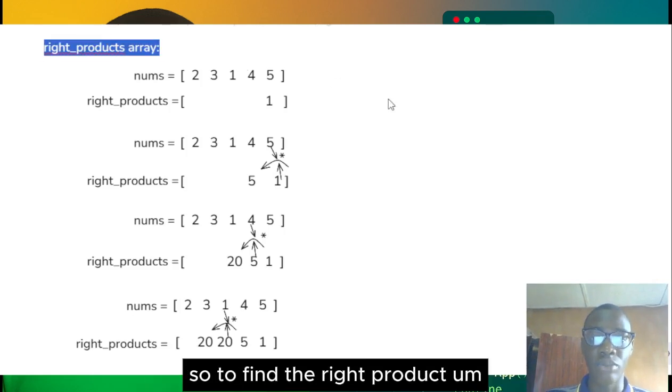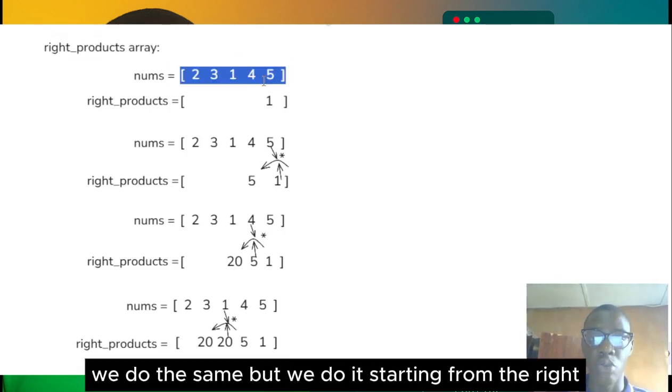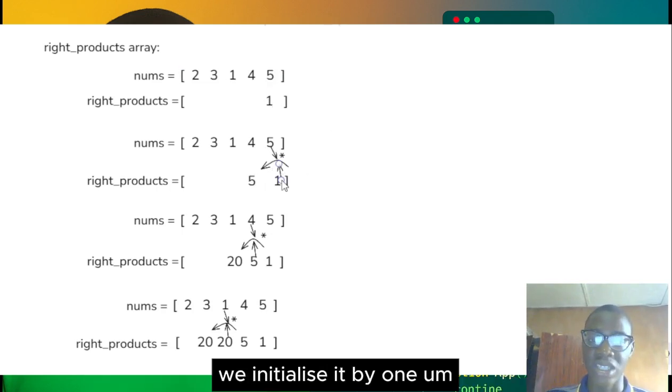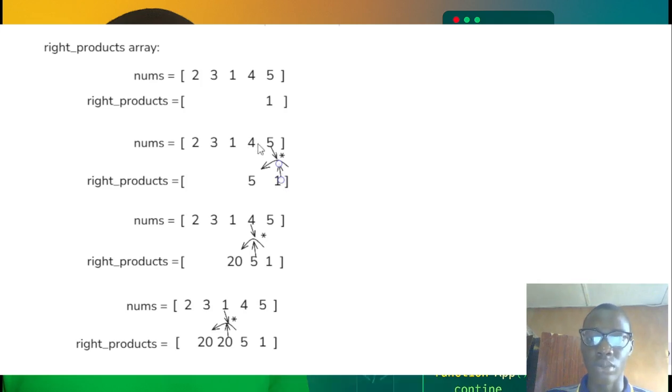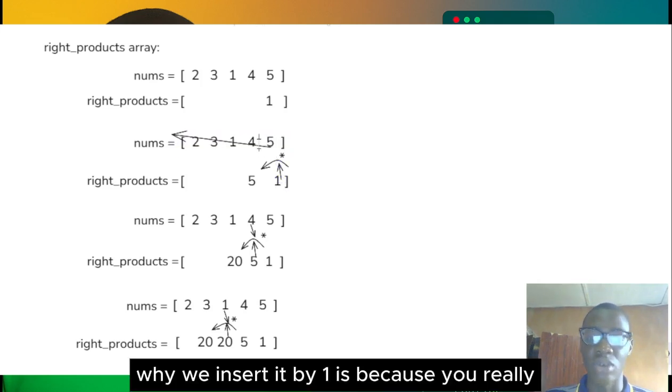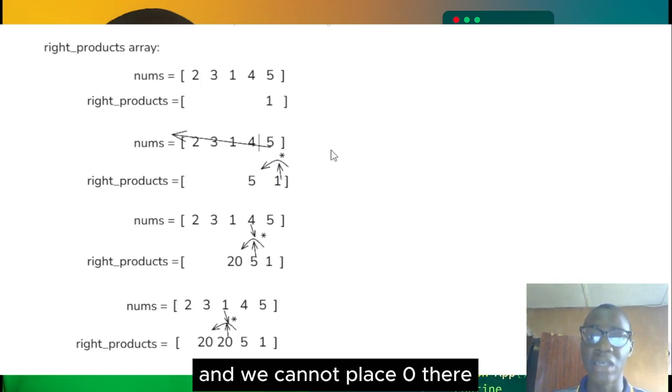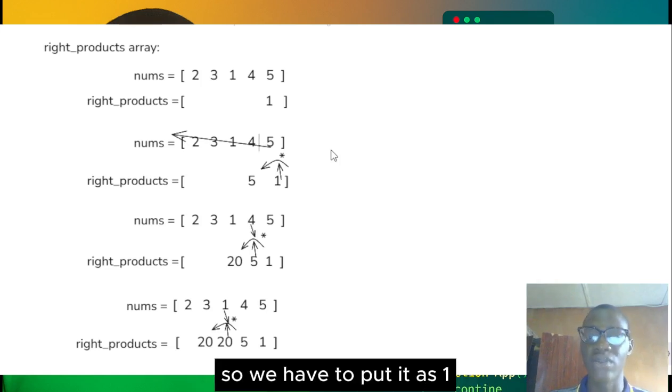So to find the right product array, we do the same, but we do it starting from the right. So the product of elements to the right of 5 is just 1, right? And because of that, we place 1 there. We initialize it by 1. Why we initialize it by 1 is because 5 does not have anything to its right, and we cannot place 0 there because it's just going to keep giving us 0 for the rest of the running sum. So we have to put it as 1.